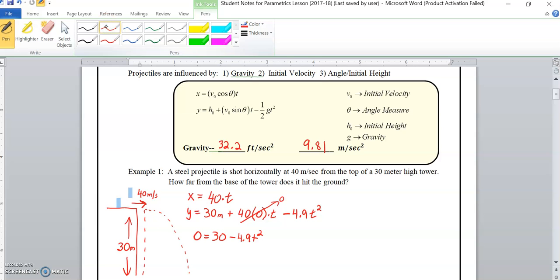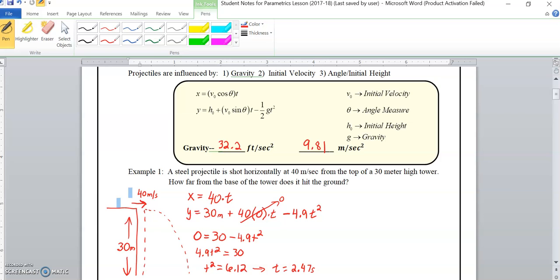So if we move one of the terms over, it doesn't matter which, 4.9 t squared is equal to 30. Divide by 4.9 and we get t squared is 6.12. We take the square root and t equals about 2.47 seconds. I'm going to label that with units of seconds. So we now know that this object falls for almost 2.5 seconds vertically.